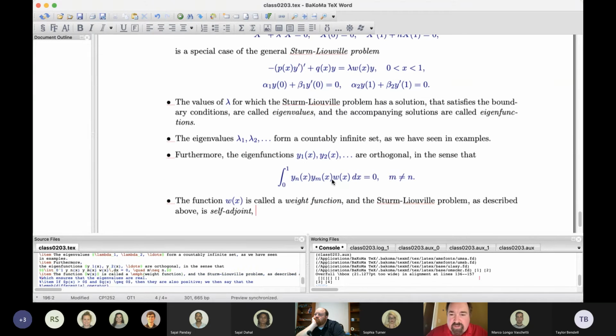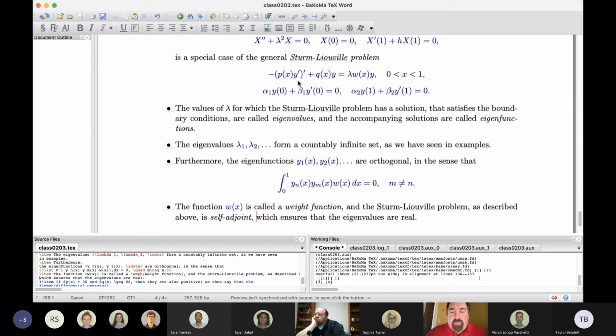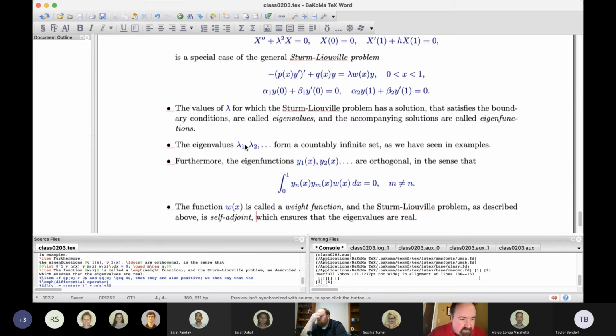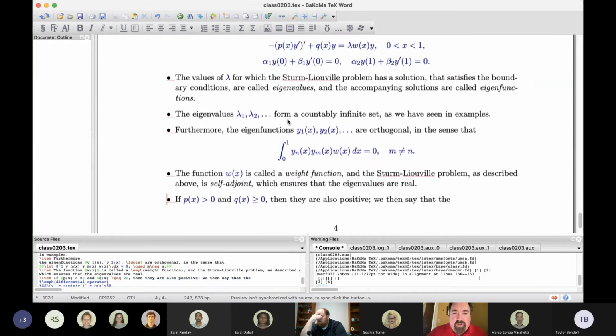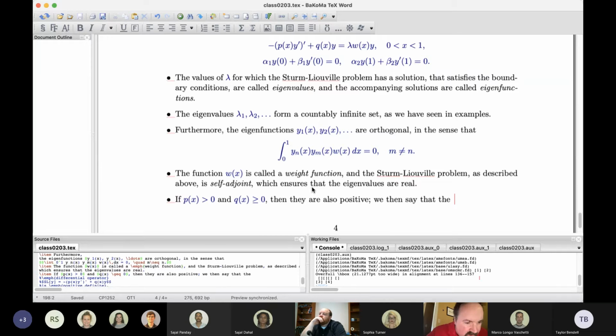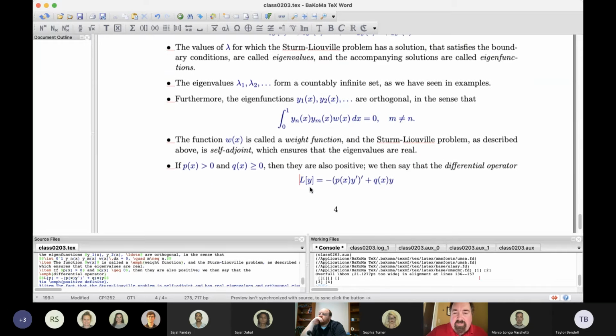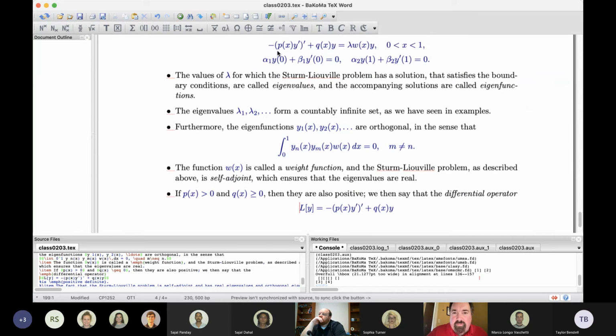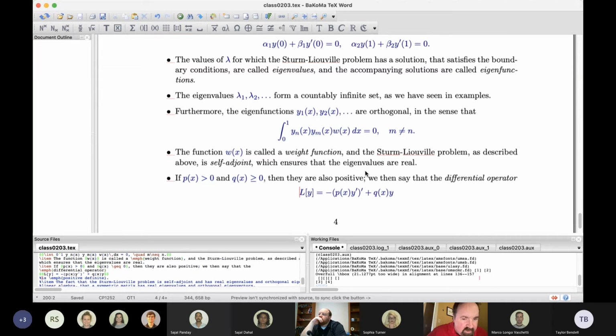All right, and as I mentioned, it's a weight function. This ODE has a property called self-adjoint, and I won't get into detail on that now, but the main consequence is that it guarantees that the eigenvalues for which there exist solutions are real. What's also known is that if p is positive and q(x) is greater than or equal to 0, at least non-negative, the eigenvalues are not only real, but they are positive. So what we can say is that this differential operator, which comes from this Sturm-Liouville problem, is positive definite.